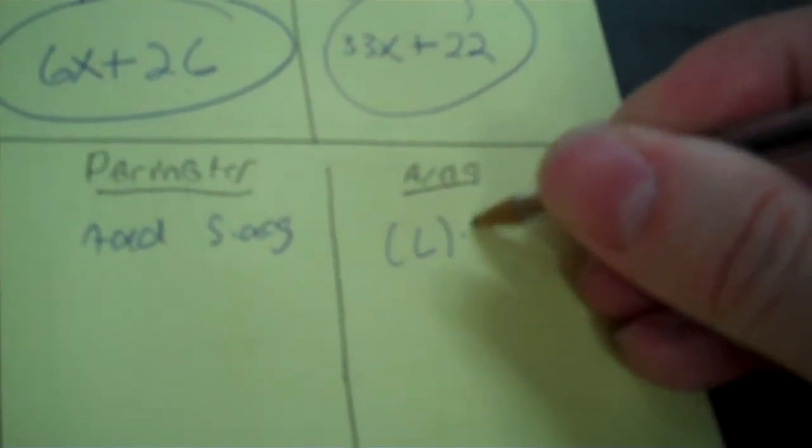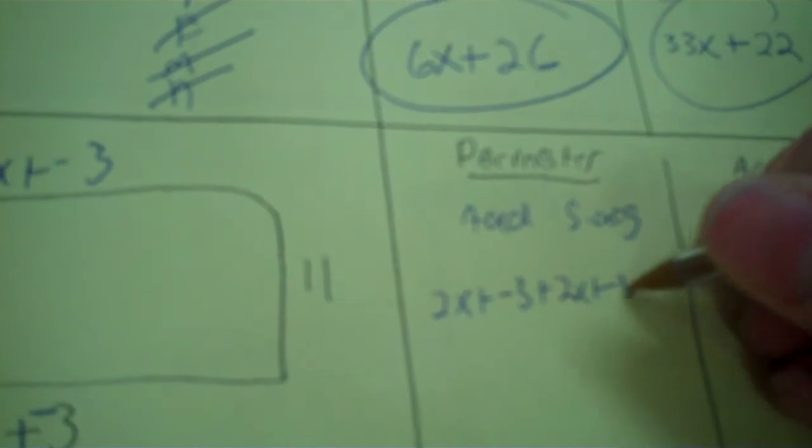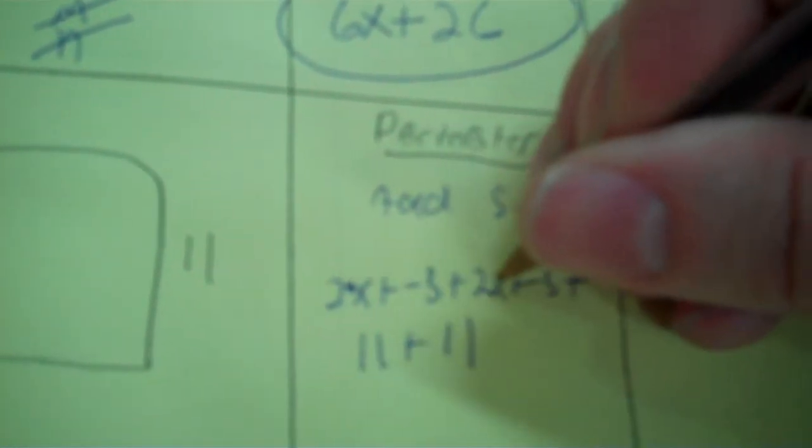Perimeter, adding sides. Area is length times width. Perimeter, you got 2x plus negative 3, plus another side with 2x plus negative 3, plus 11 plus 11. Okay, let's get some operators in this bad boy. Times, plus, plus, times, plus, plus, plus. Okay?